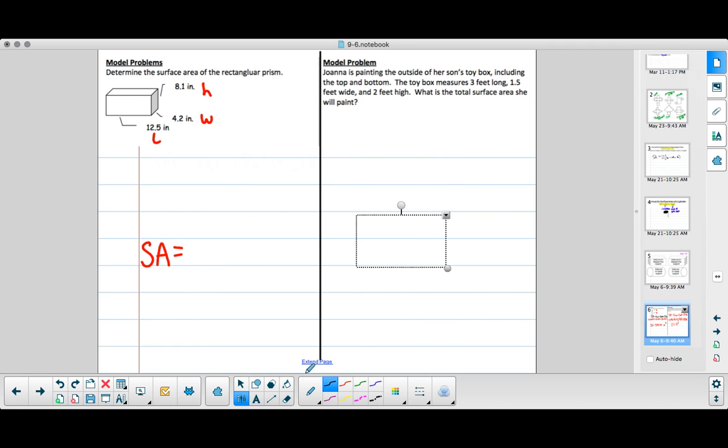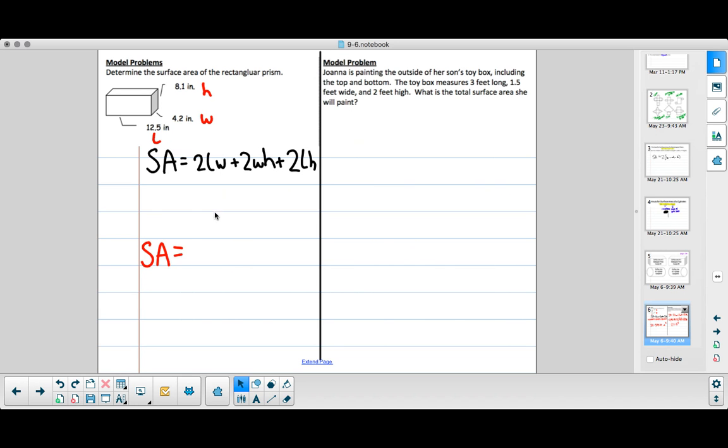Here's a couple of examples just for rectangular prisms. Again, if you wanted to find the surface area of this prism, the length, width, and height are interchangeable. I just kind of went straight up and labeled them that way. And then the first thing that you would do, again, is write the formula that you're using, 2 times length times width plus 2 times width times height plus 2 times length times height. Then fill it in with the numbers. So 2 times 12.5 times 4.2 plus 2 times 4.2 times 8.1 plus 2 times 8.1 times 12.5.